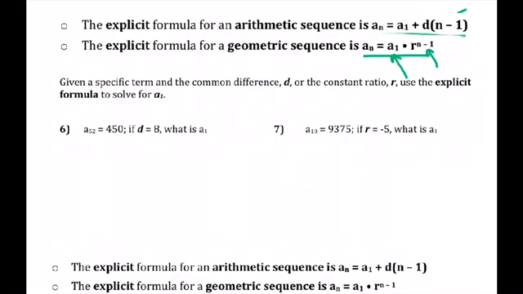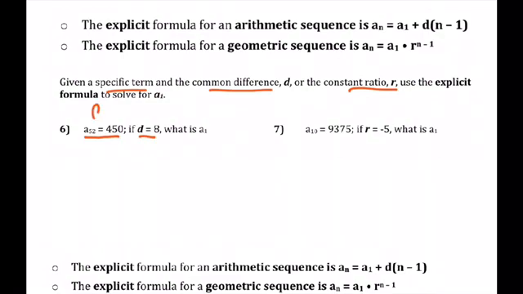All right, so let's take a look at what kind of questions we're going to see today. It says, given a specific term and the common difference, or the constant ratio, use the explicit formula to solve for a sub 1. So in these problems, you're not going to know the first term. I'm going to tell you the 52nd term and what d is, and you tell me what the first term is. So essentially, you need to know how to use your formula to work backwards.